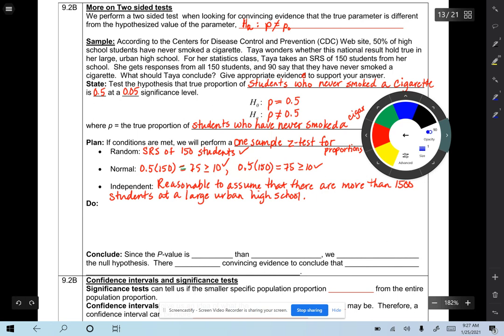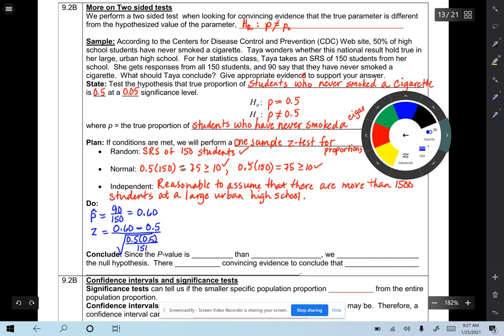All right, now we need to perform our calculations. So we are going to find p hat. That would be 90 out of 150 students, which is 0.60. Okay, now we want to calculate our z score. So z is equal to the statistic, 0.60, minus your proportion, 0.5, divided by the standard deviation of the null parameter: the square root of 0.5 times 1 minus 0.5 over your sample size.